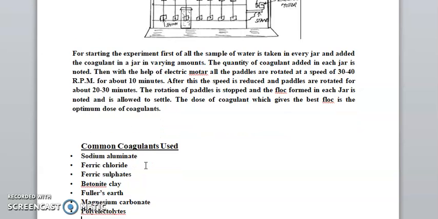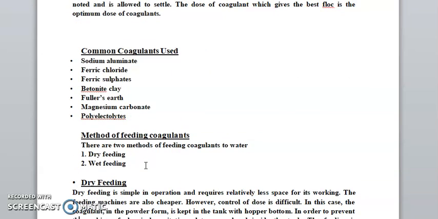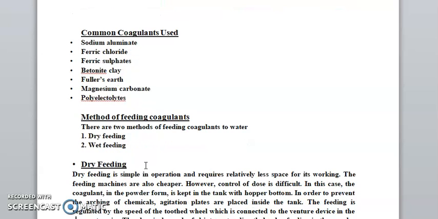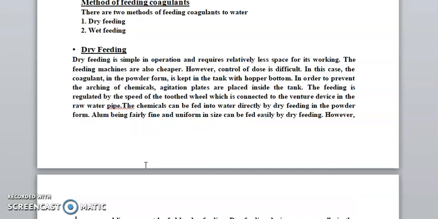Common coagulants used are sodium aluminate, ferric chloride, ferric sulfate, bentonite clay, fuller's earth, magnesium carbonate, and polyelectrolytes. These are the common coagulants.